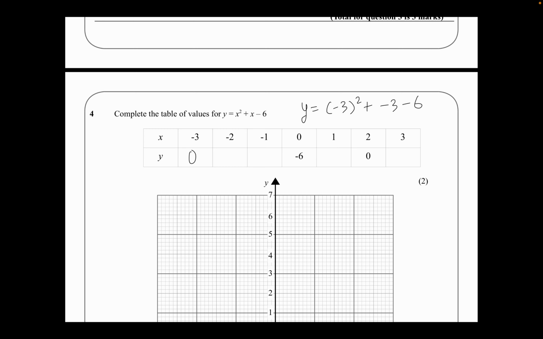So this is going to be 0. For the other one, it's going to be, let's say, negative 2 minus 6. It's going to be negative 4. Hopefully that's right. In this case, negative 4, negative 1. We're going to square negative 1 plus negative 1 minus 6, which is negative 6. 1 squared plus 1 minus 6 is going to be negative 4, and 3 squared plus 3 minus 6 is going to be positive 6.